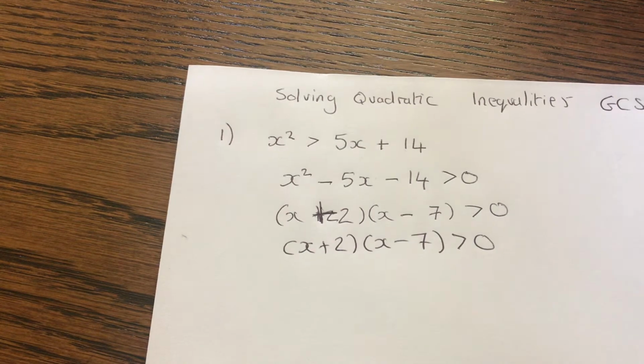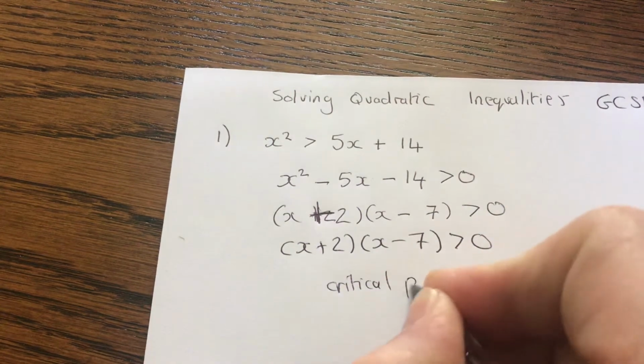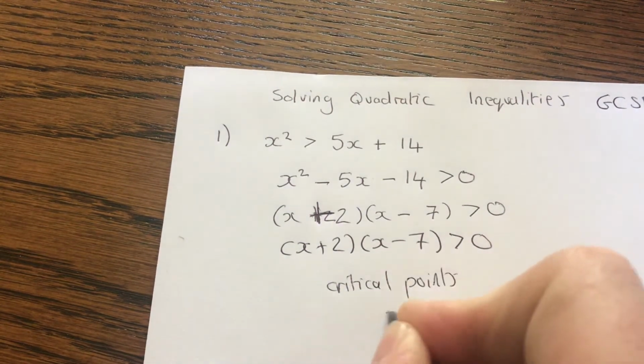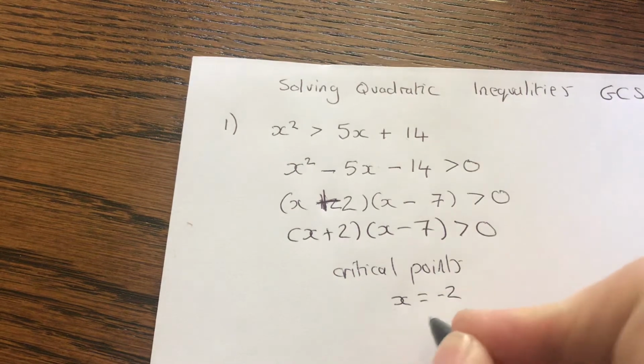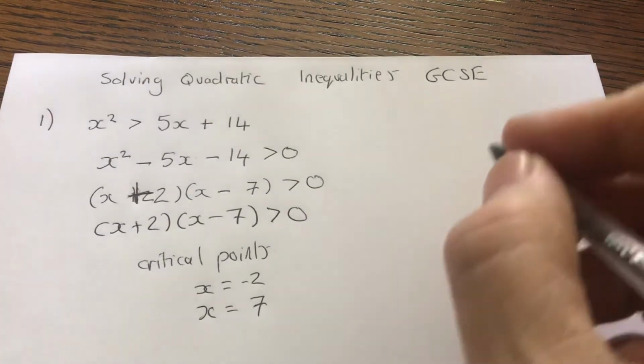So what we've done there is we've factorised, and that allows me to find my critical points, which will help when I do a little sketch of the graph. Critical points are x equals negative 2 and x equals positive 7. Let's do a sketch.